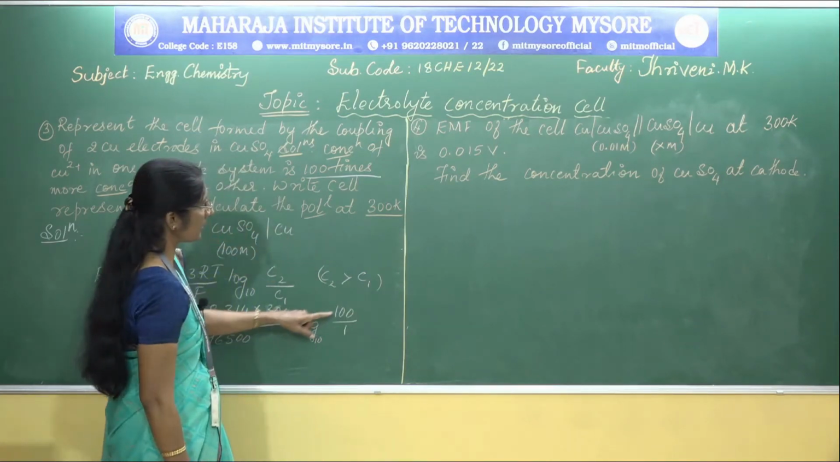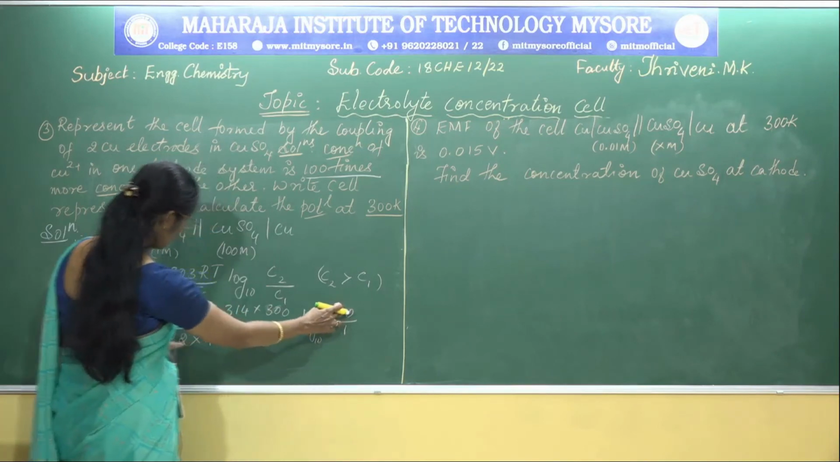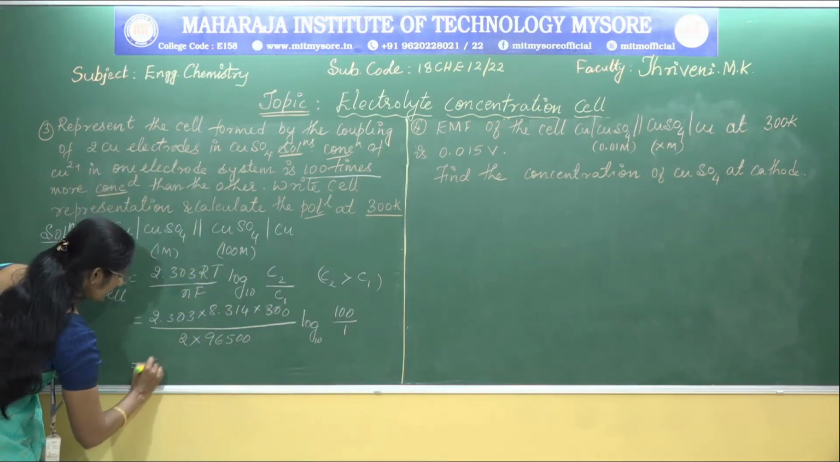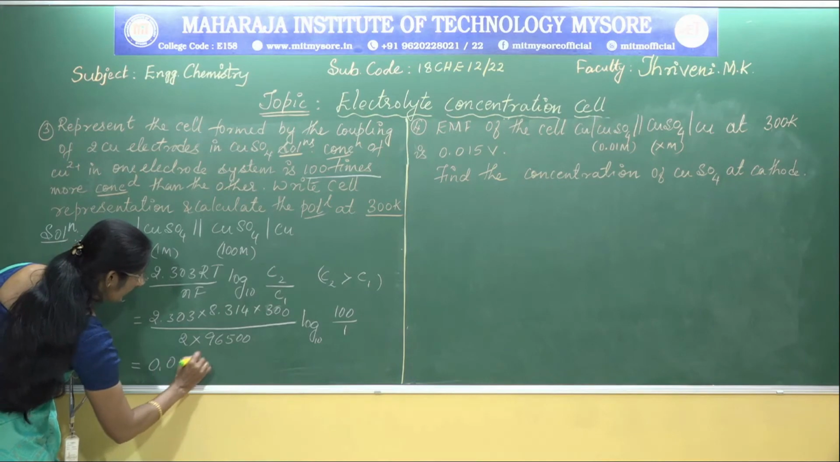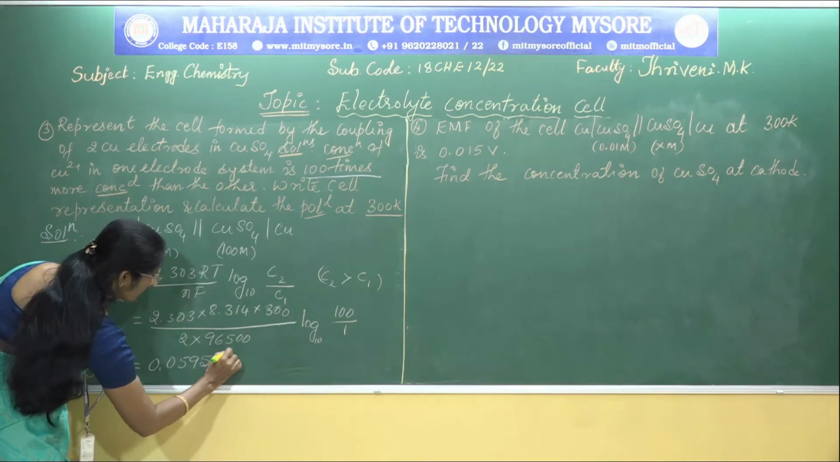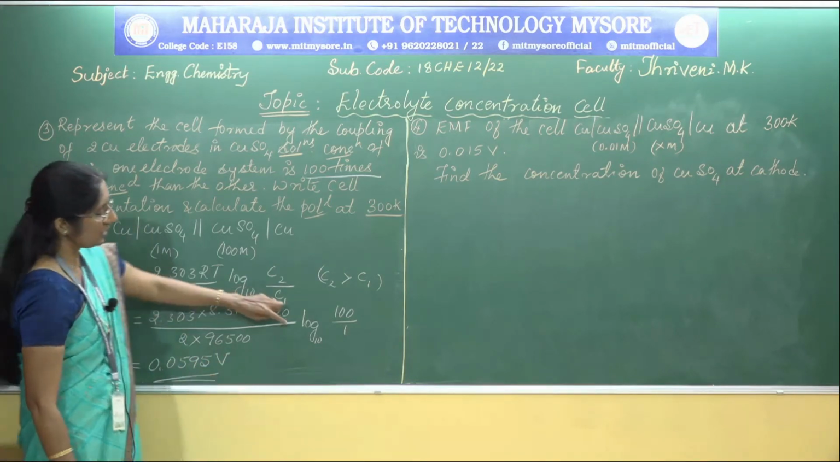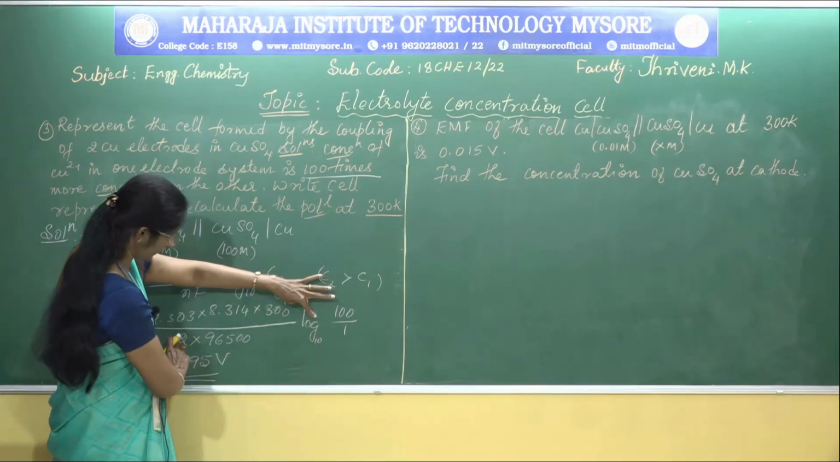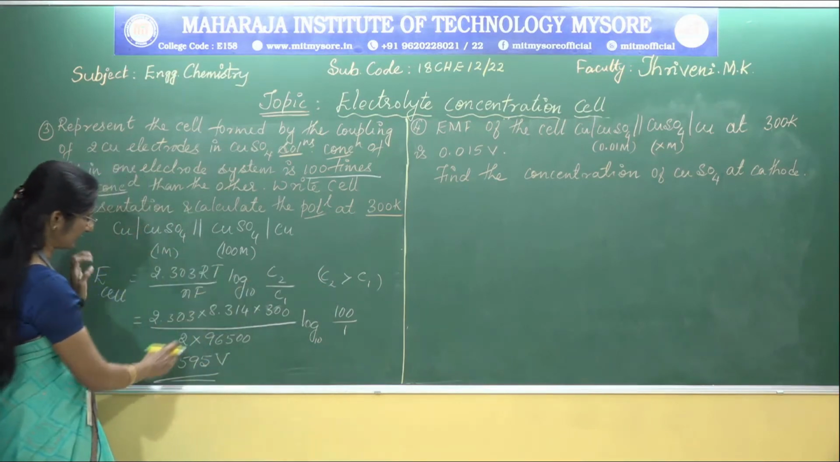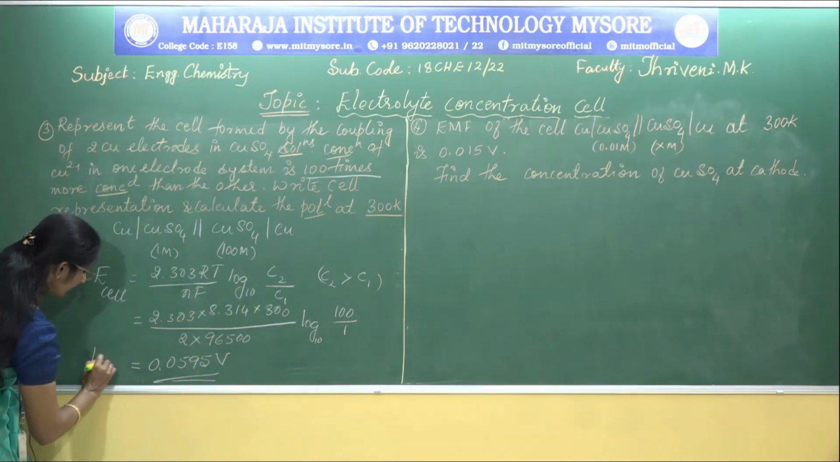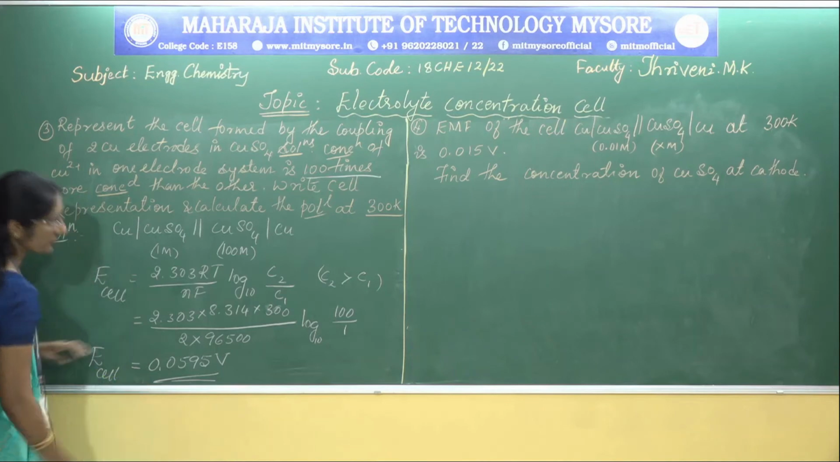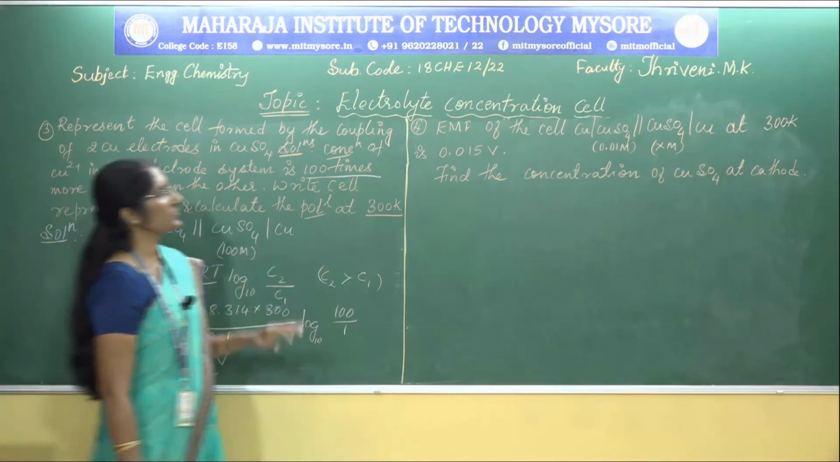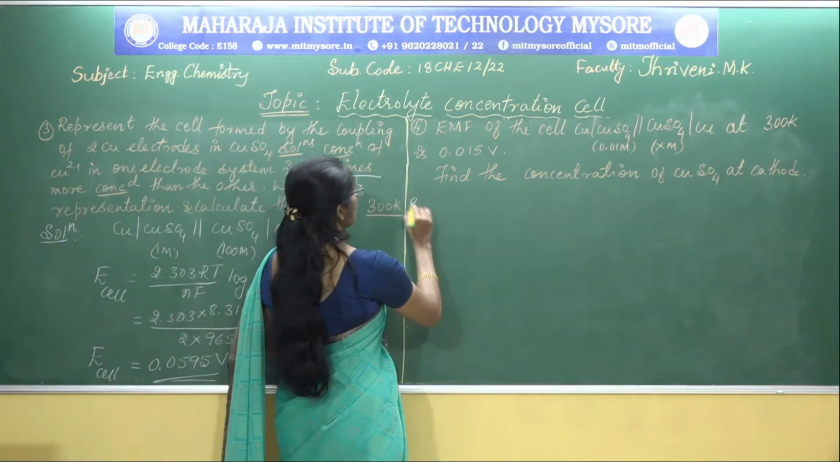So log 100 is nothing but 2, and the 2 get cancelled. So therefore the answer is 0.0595 volt. Is it clear? Log 100 value is nothing but 2, so this 2 and this 2 get cancelled. Then simplify this, then we get the E cell value as 0.0595.